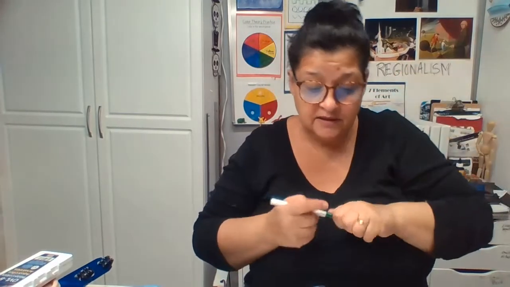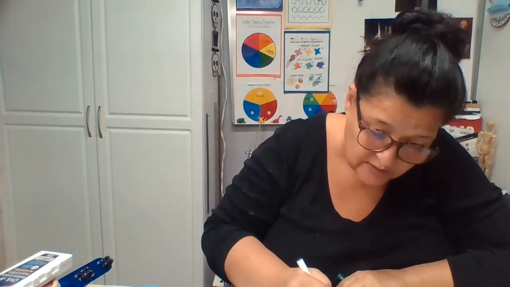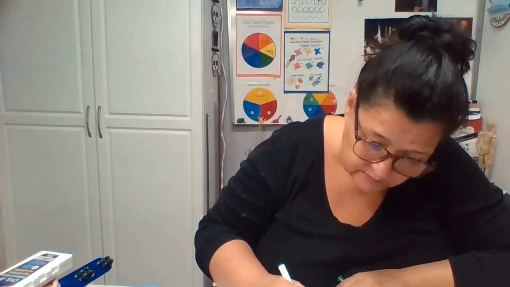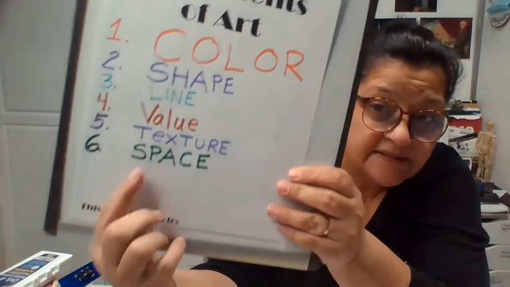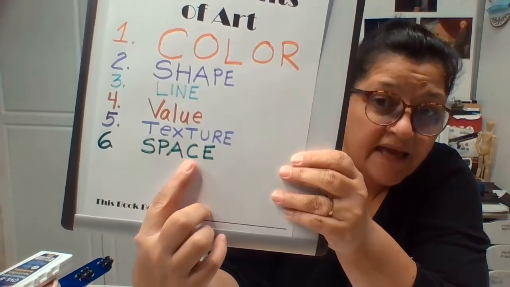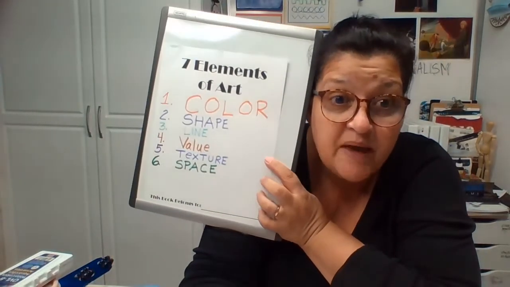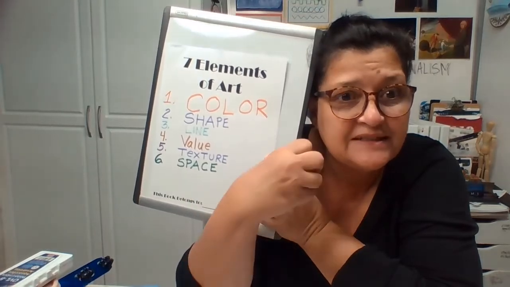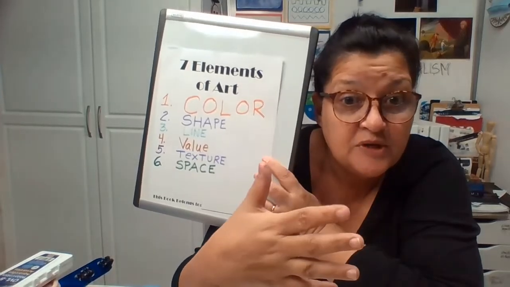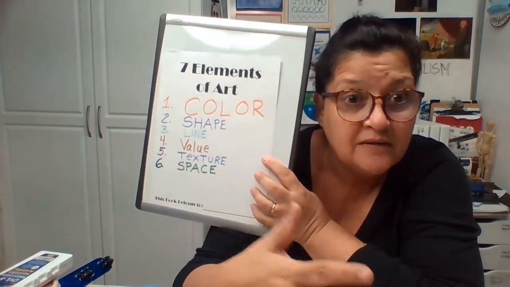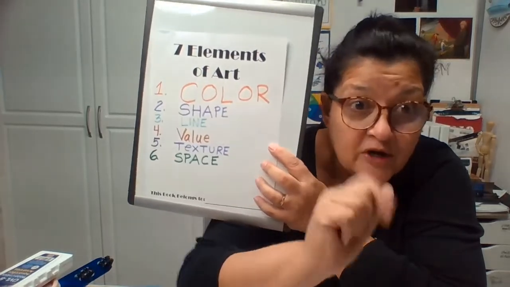I think I'll pick green. Number 6. Ooh. Number 6 is space. S-P-A-C-E. And what space does is it gives us depth. It lets us see foregrounds and backgrounds and lets us understand the difference between the two, that there is space in between. And there's ways of showing space, and we're going to learn about them.